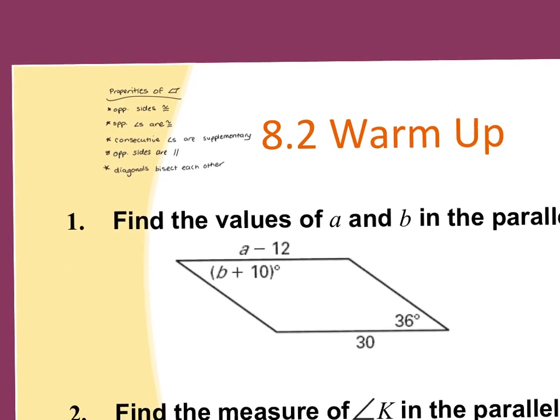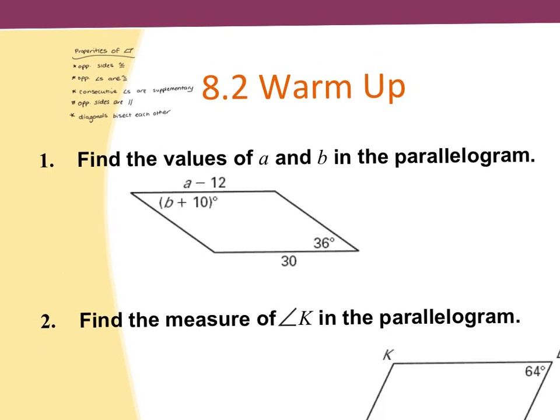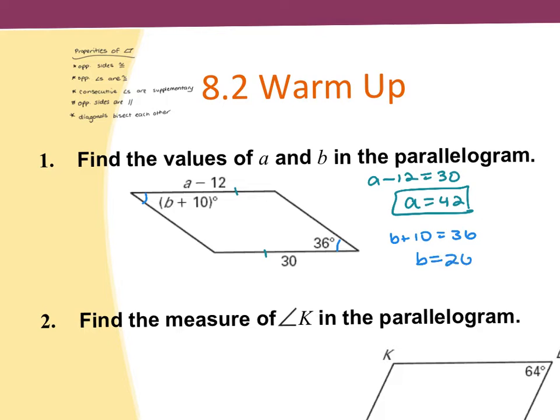All right, so number 1 says find the values of A and B in the parallelogram. If I wanted to solve for A, it's on one of the sides. So I can say A minus 12 equals 30, and A would be 42. And then B is on the angles. B plus 10 would equal 36. Good. B equals 26. Good so far?